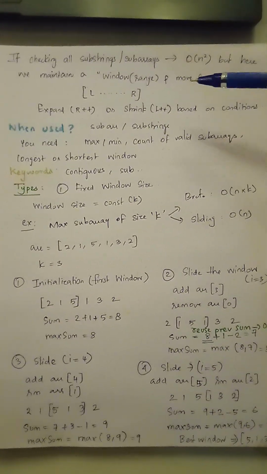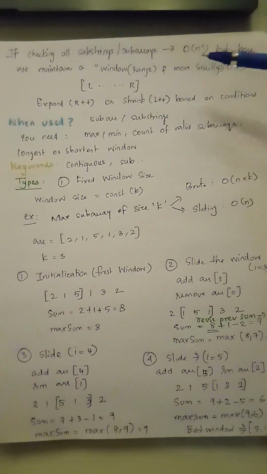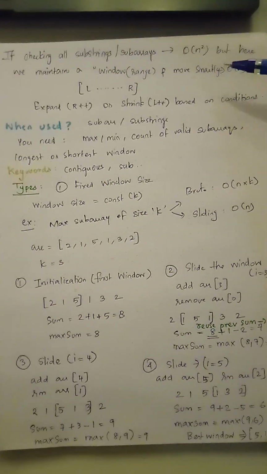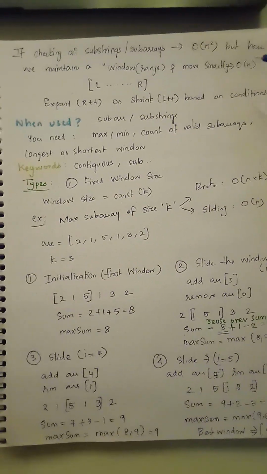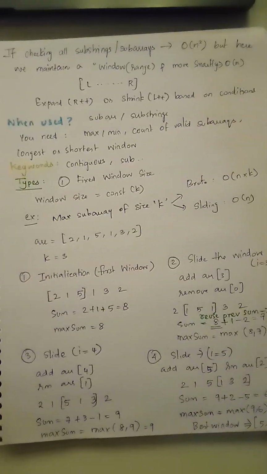But if we maintain a window which is sliding from left to right or from right to left, and we move smartly according to the conditions, the complexity becomes O of n. Easy, right? So let us see how it actually looks.